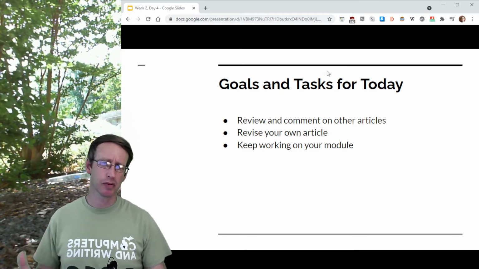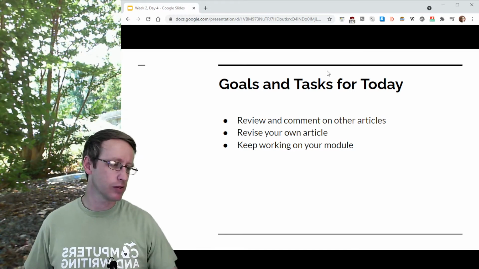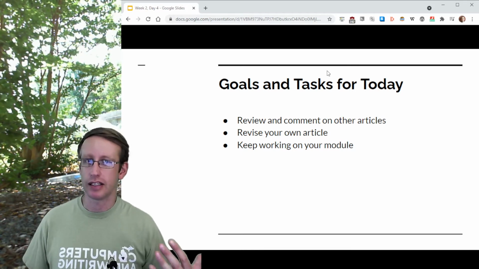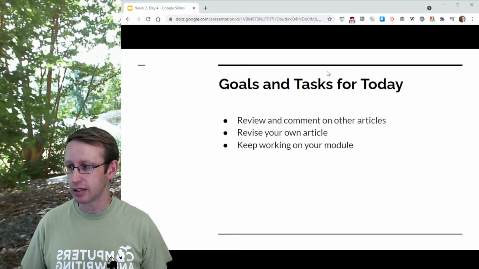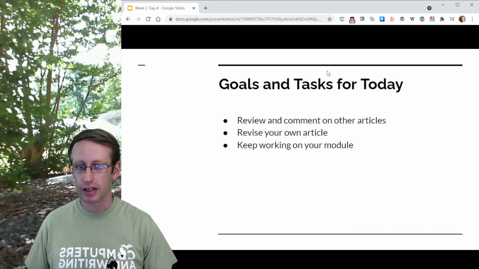These are the main things: really working on your article and your module. Your module is something you're doing on your own, so hopefully that's going okay. I have seen a lot of chatter in the Discord channels for the different modules, so that's good. That seems to be the right thing. That seems to be what you need to be doing right now, so keep that up.